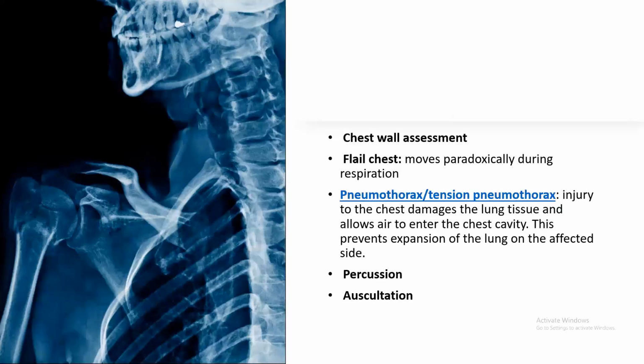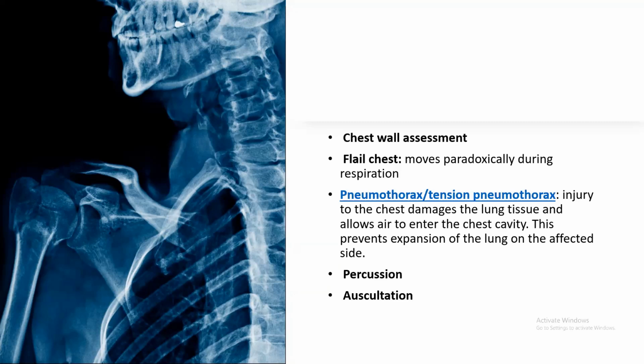Chest wall assessment: flail chest. In flail chest, there is a fracture of the ribs at more than one place of the same rib. In flail chest, we can observe paradoxical breathing, that is, on inspiration the chest wall is congested. Pneumothorax and tension pneumothorax: injury to the chest damages the lung tissue and allows air into the chest cavity.